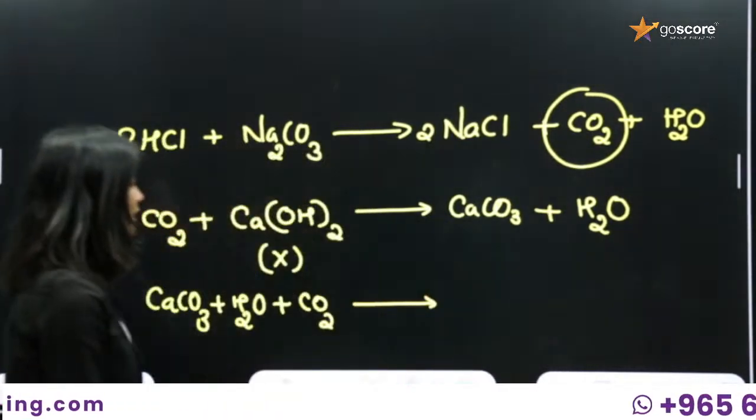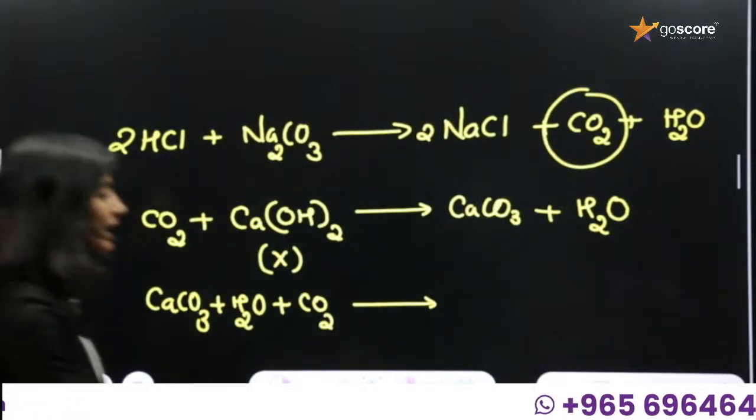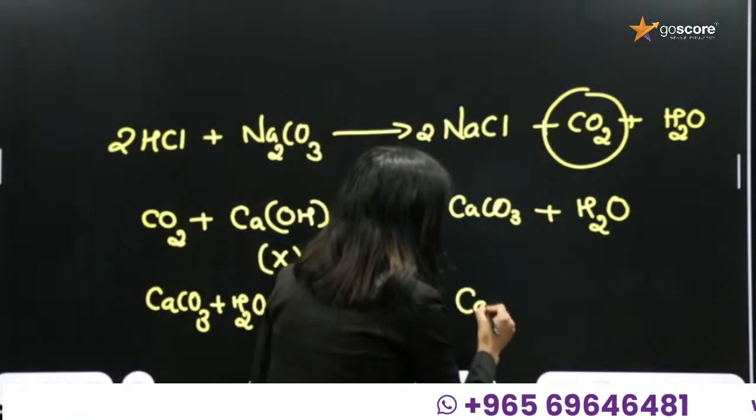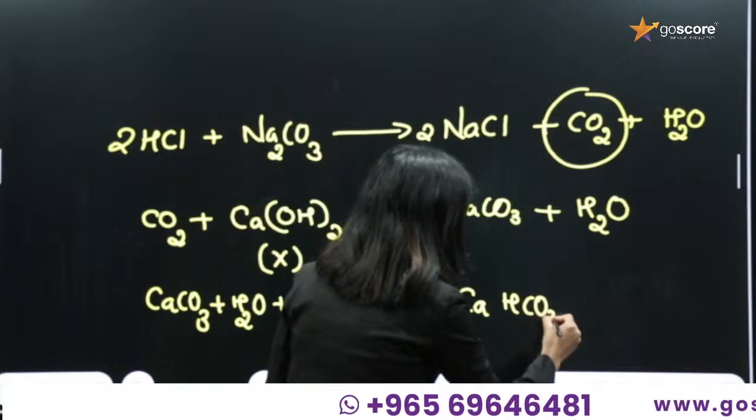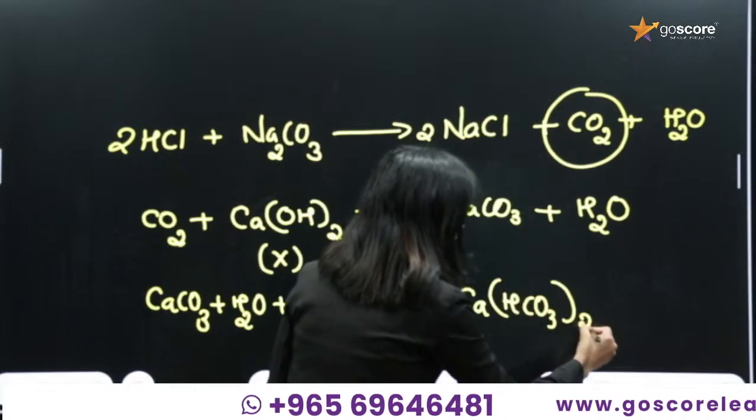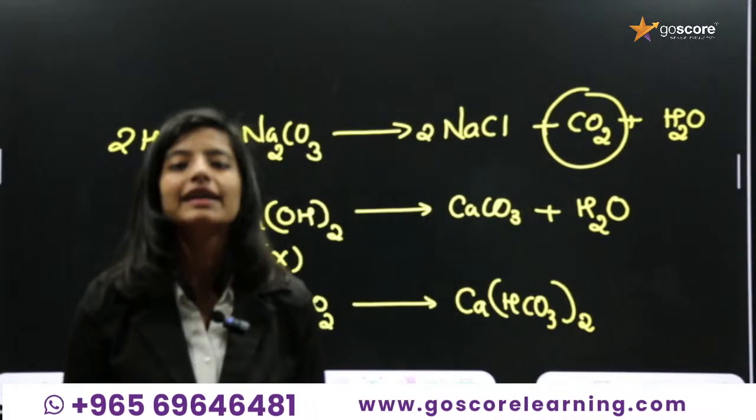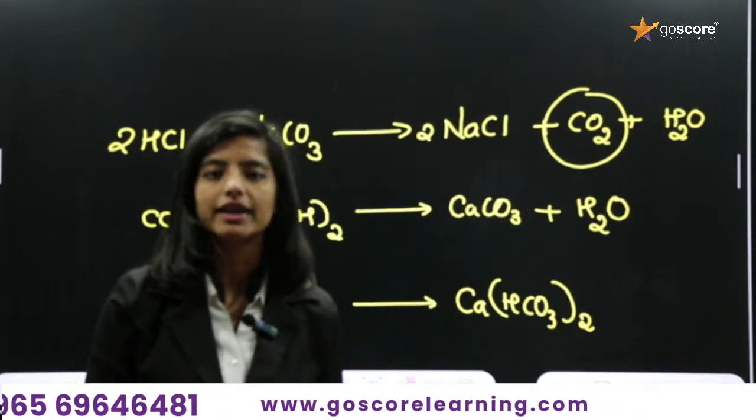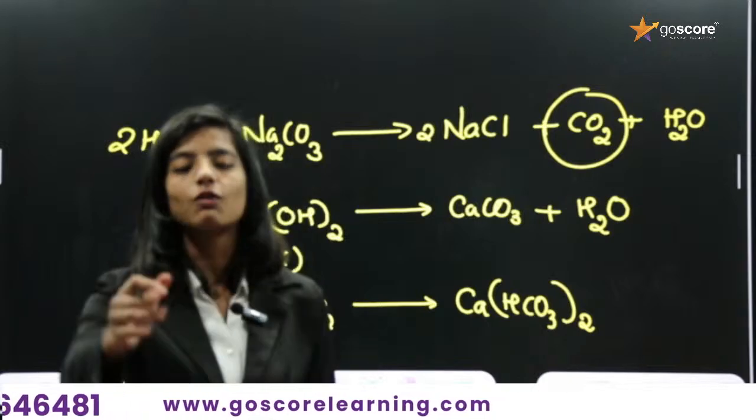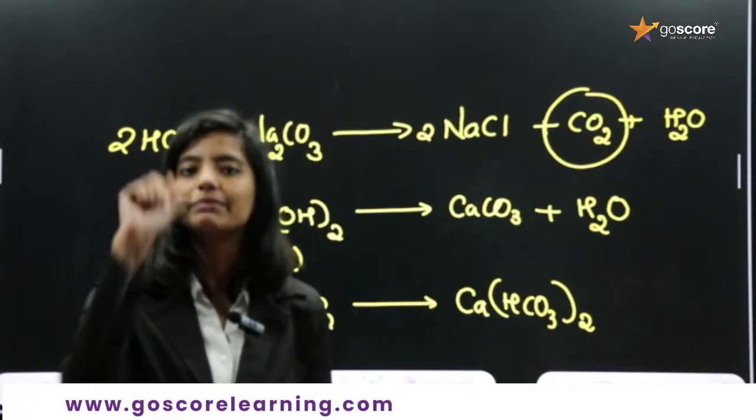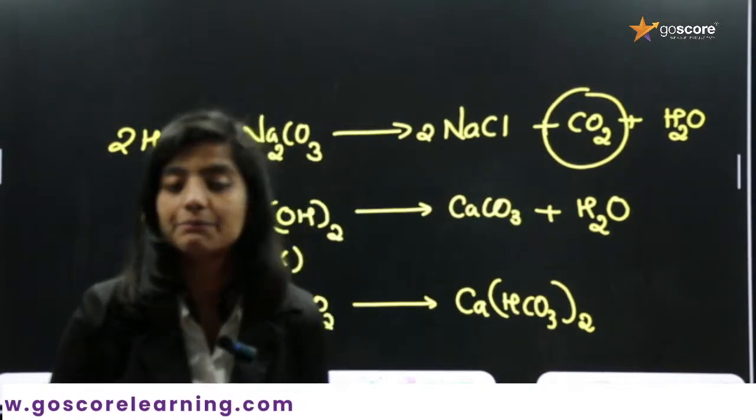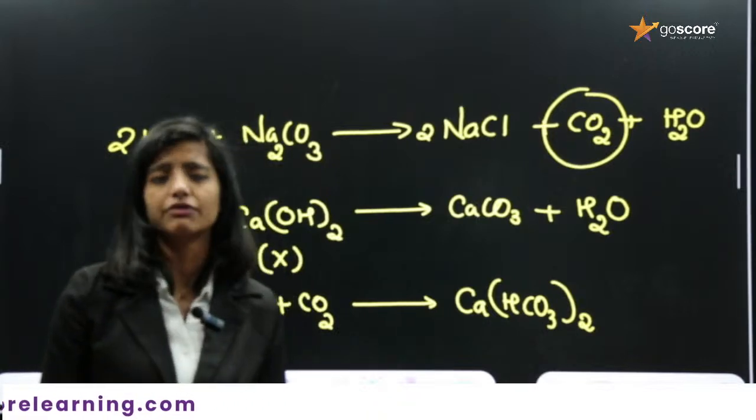And what I'm gonna get is super easy again. That is calcium hydrogen carbonate, Ca(HCO3)2. Okay, calcium hydrogen carbonate, and surprisingly, it is soluble in the water. Hence, the milkiness or the white precipitate disappears. Right? The milkiness disappears if we pass the carbon dioxide for a long time.